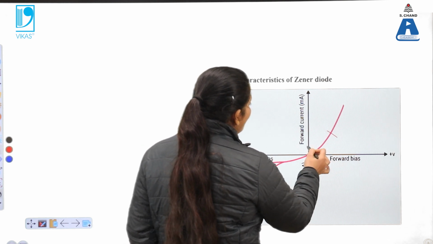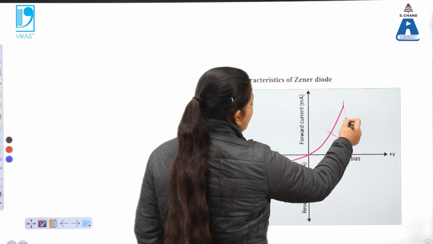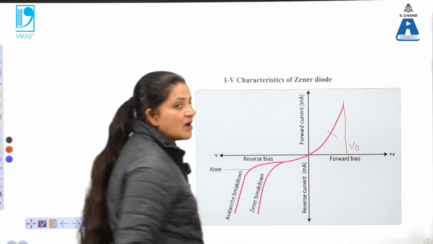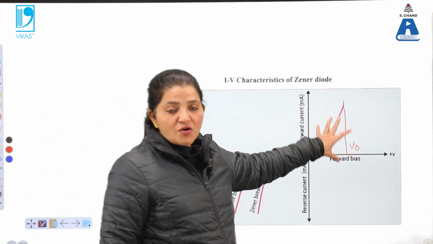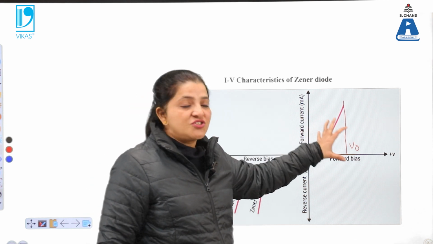When we increase the voltage, the current increases over here. Then after some voltage, say this is V0, at this V0 voltage the current will be enhanced over here. So these are the reverse characteristics and forward characteristics, and these forward characteristics in the Zener diode are the same as those of the p-n junction diode.